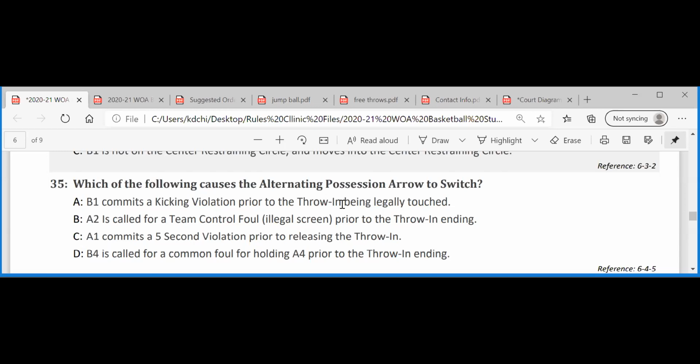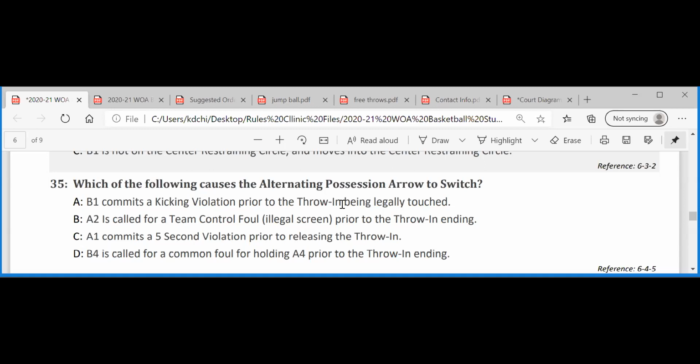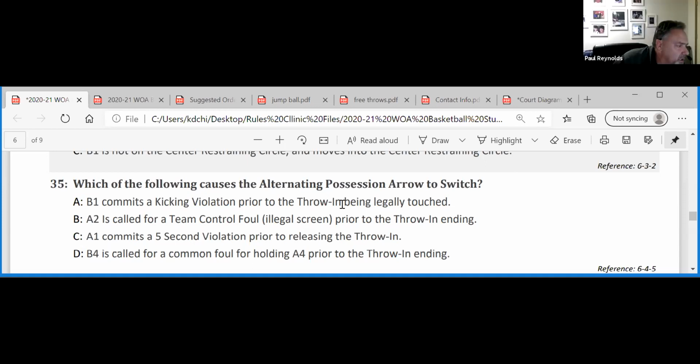What do we got? A kicking violation, correct. And A would get what? The throw-in. No, B gets the ball. If B kicks it, doesn't A get it back? B1 commits the kicking violation. Right. So A gets the ball back, right? It doesn't say who threw the ball in. I guess we got to assume A did. Yes, assume that A's the offense and B's the defense. Should have told you that. Okay.